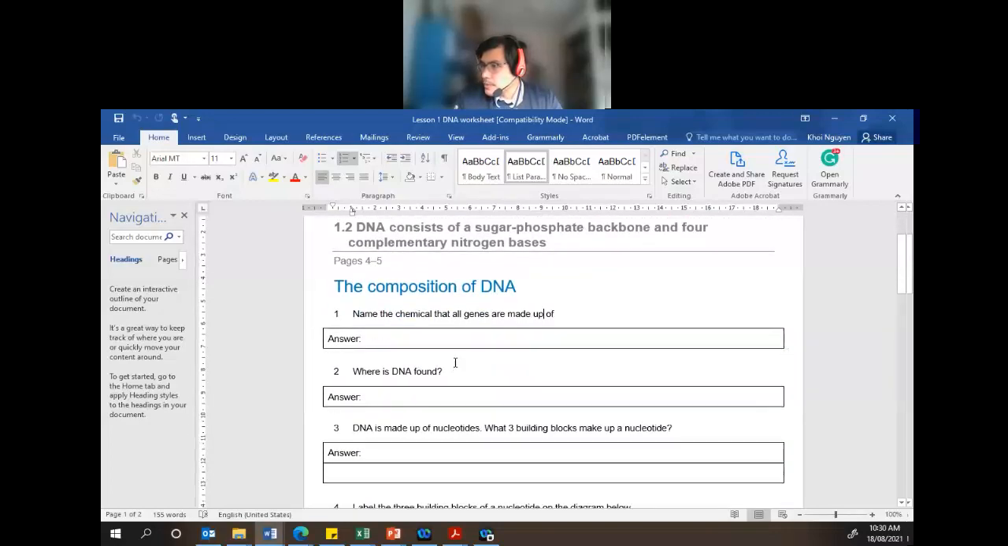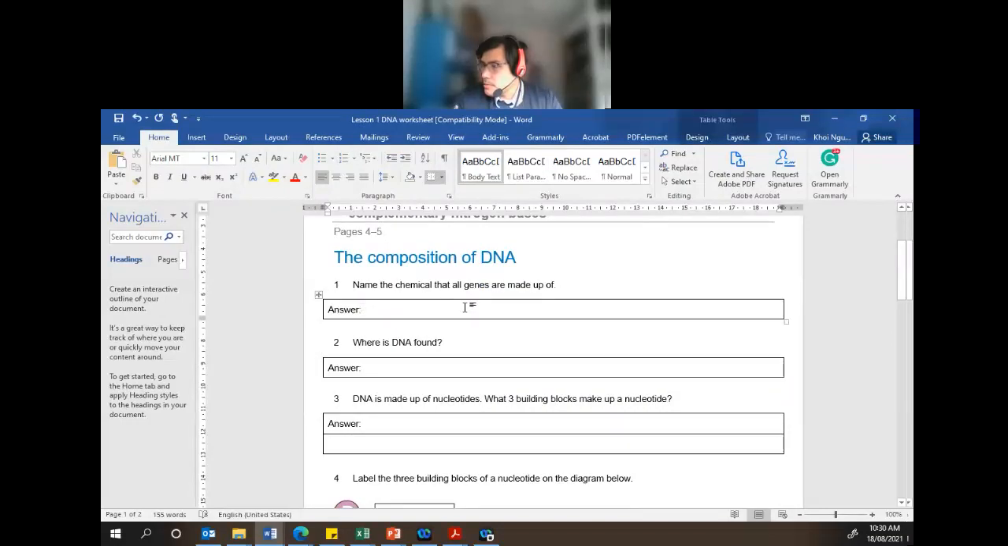All right, so question 1, we've got name the chemical that all genes are made up of. So that chemical would be DNA, which is short for deoxyribonucleic acid. Okay. So next one, where is DNA found? So DNA is found in the nucleus of our cells. Okay, maybe I should make this a full sentence as well. All genes are made up of DNA.